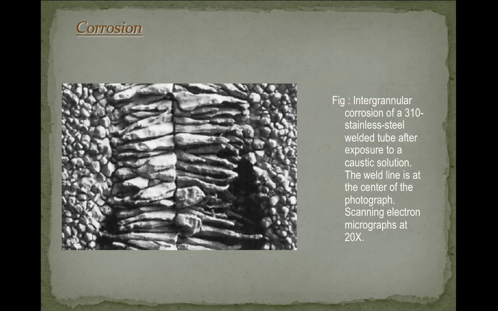And here a corrosion at the weld area is indicated. When it is exposed to a caustic solution, we can see the weld line is at the center of the photograph, and it is a microscopic view from a scanning electron micrograph. We can see the corrosion area and intergranular corrosion taking place here. It is a stainless steel welded tube, and after corrosion we can see the grains more clearly.